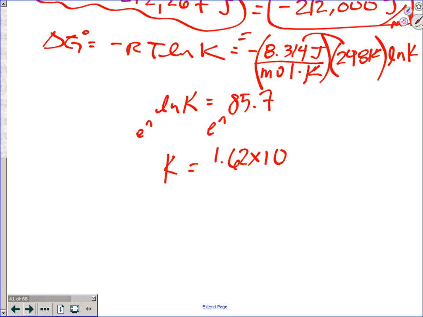6.2, I think. Give me 3 sig figs. 6.2, okay. Times 10 to the 37. And we know it should be what? Just galvanic, greater than 1. Is that greater than 1? Yes. Heck yeah, all right, so we're good.